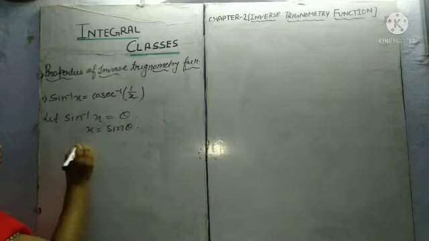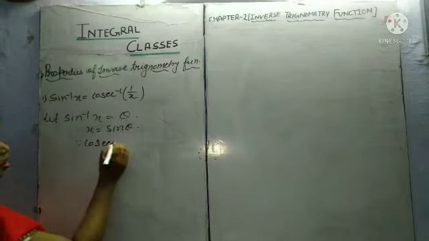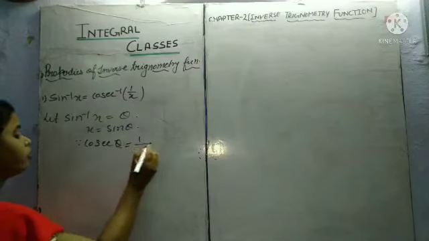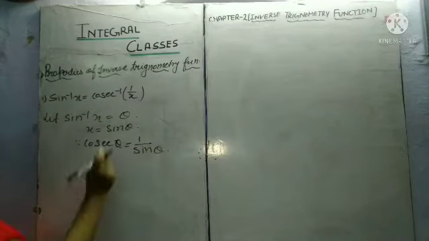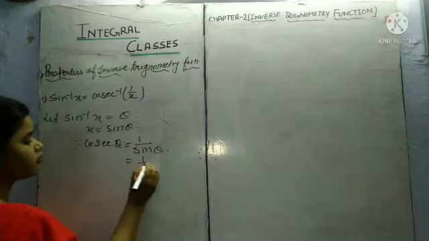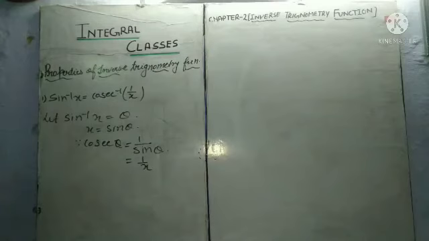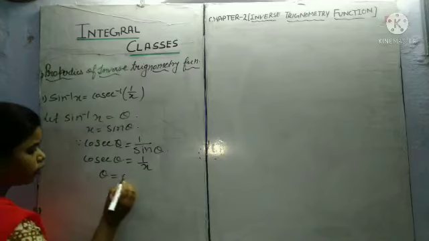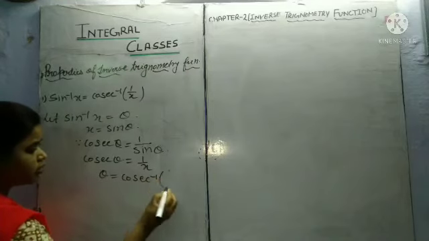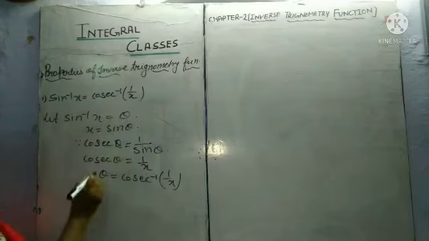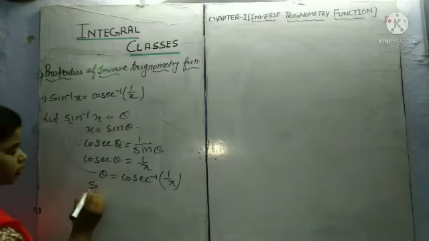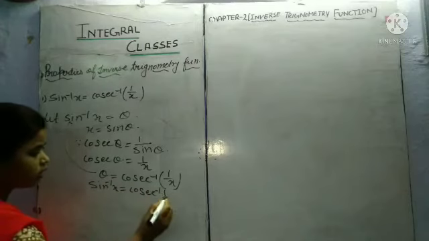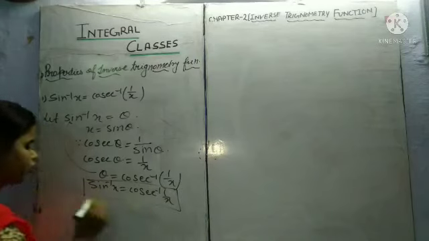Now student, we know that cosec theta is equal to 1 upon sin theta. What is the value of sin theta? It is x, so 1 upon x is equal to cosec theta. So theta is equal to cosec inverse 1 upon x, and we had let theta is equal to sin inverse x. So sin inverse x is equal to cosec inverse 1 upon x. It is the first property.